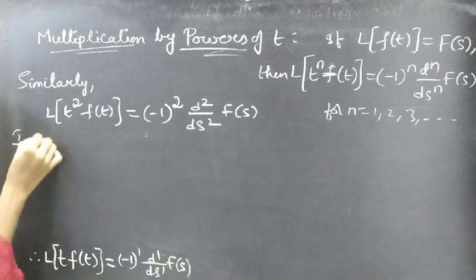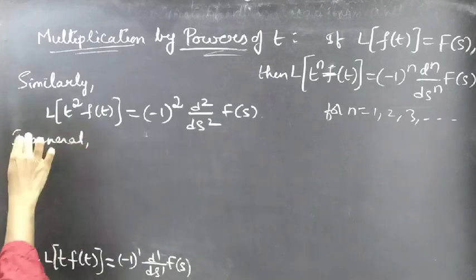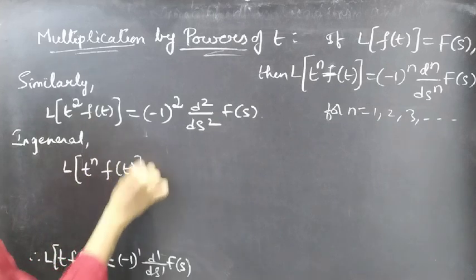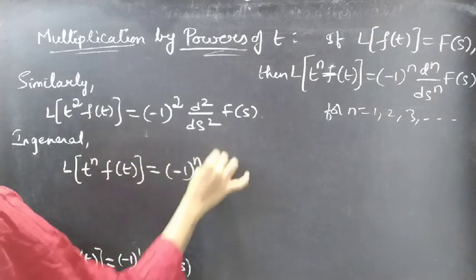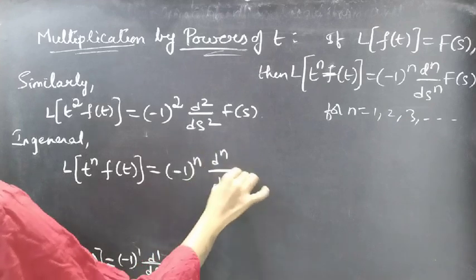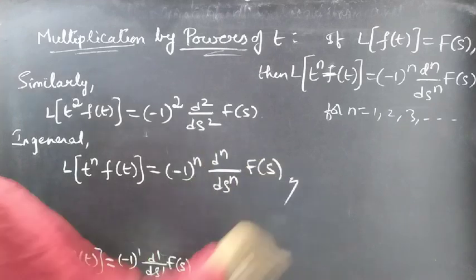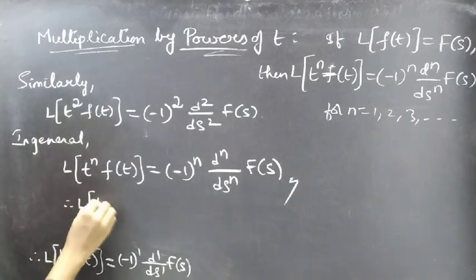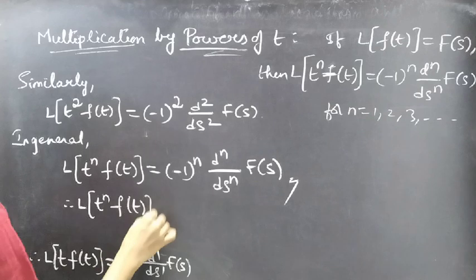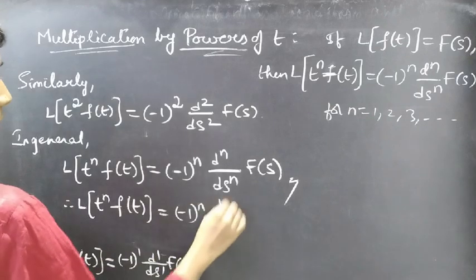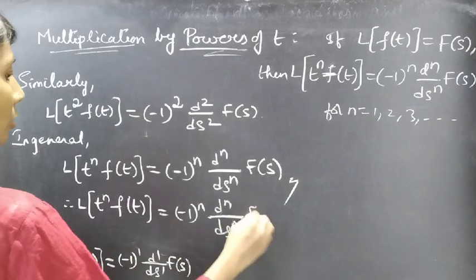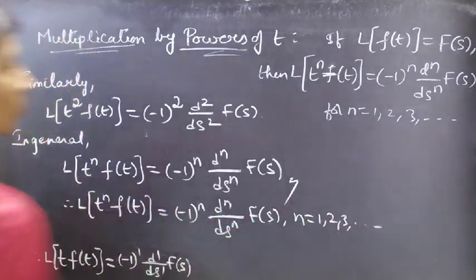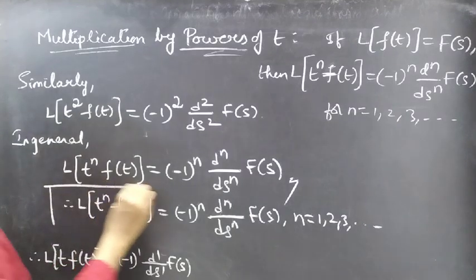In general, we'll get L of t power n f of t equal to minus 1 power n into d power n by ds power n into f of s. Therefore, L of t power n f of t equal to minus 1 power n into d power n by ds power n into f of s for n equal to 1, 2, 3 and so on, right? Just remember this formula.